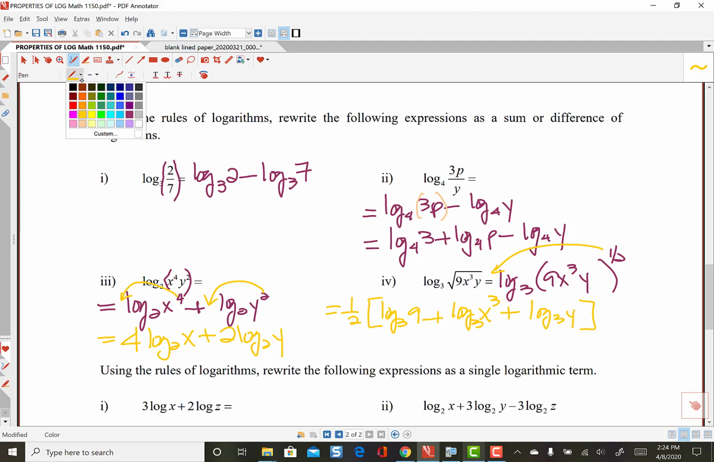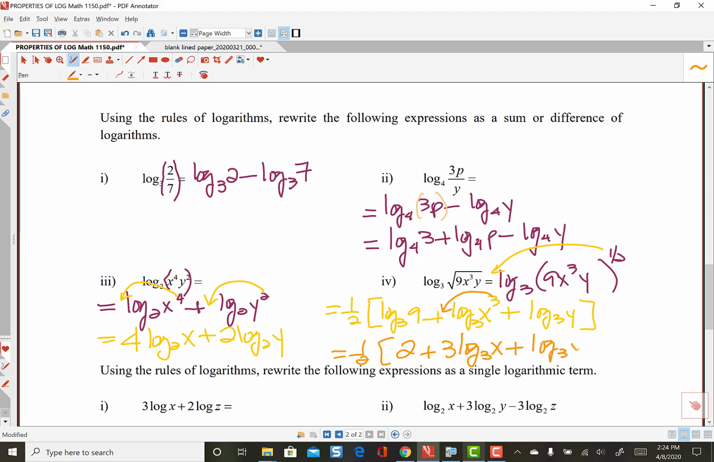Now the other thing I need to do is this has an exponent. I'm going to shift that out in front. And the other thing I'm going to do here is, let's ask ourselves, what power would you have to raise 3 to in order to get 9? And that is going to be 2. Alright, and now it's completely expanded.